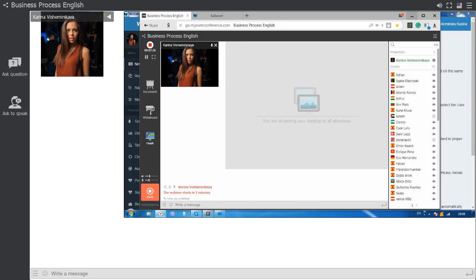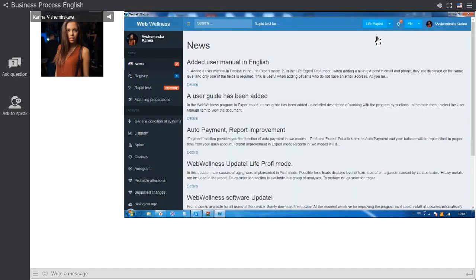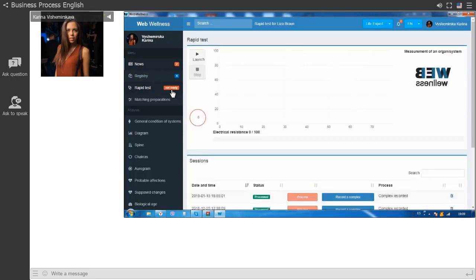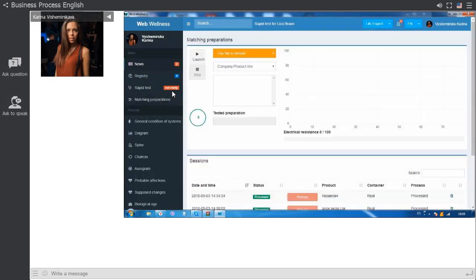So this is the program. Here you can see Life Expert or Life Expert Professional mode. Right now we are in Life Expert mode. In the registry, we choose a patient who we want to check. Today we will be checking this one. Then in the rapid test, we run our express testing and send it for processing. In the matching preparations, we can see how different food and different supplements affect our body by making a test in this section.